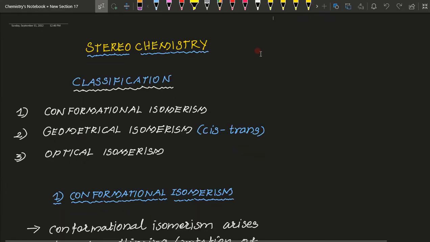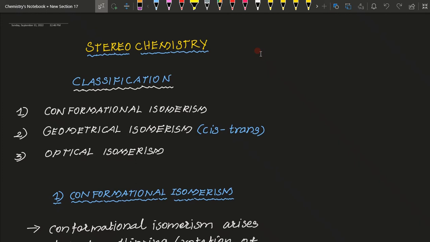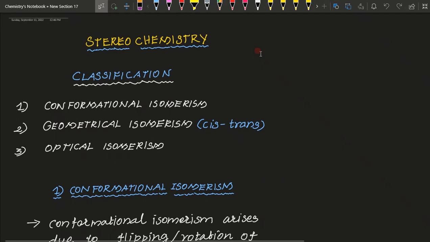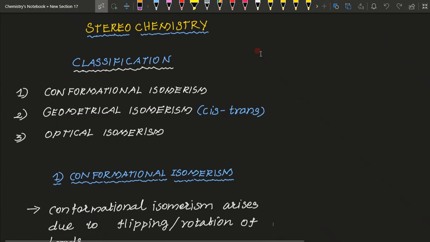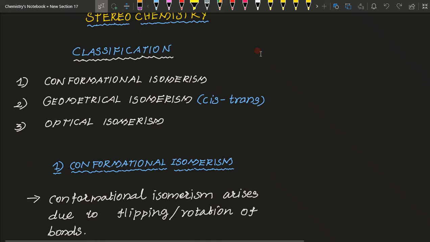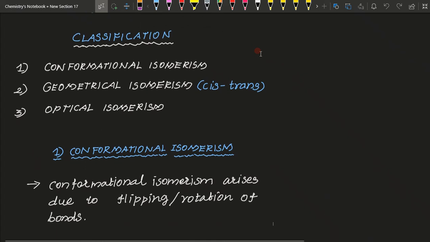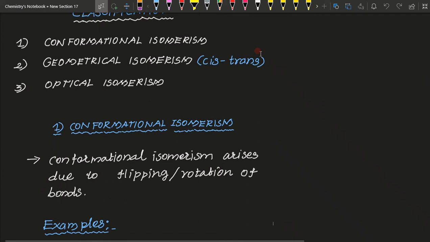Welcome to Chemistry World. Today we will see stereochemistry and its classification. First one, conformational isomerism. Second one, geometrical isomerism. Geometrical means cis and trans. Third one, optical isomerism. First we will see conformational isomerism.